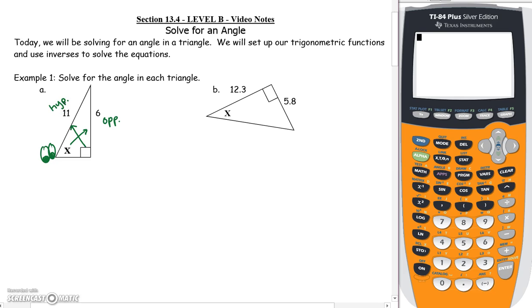All right, once again, I have to identify the trigonometric function that corresponds to opposite and hypotenuse. So I'm going to just go ahead and write sine is opposite divided by hypotenuse. Cosine is adjacent divided by hypotenuse. And tangent is opposite divided by adjacent. Since I have opposite and hypotenuse, I know I have to use my sine. So we're going to write sine of x equals 6, which is opposite side, divided by 11, which is hypotenuse.